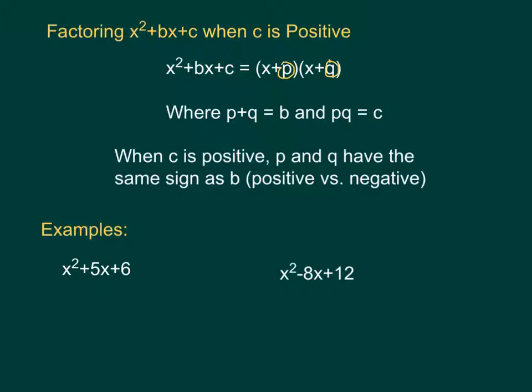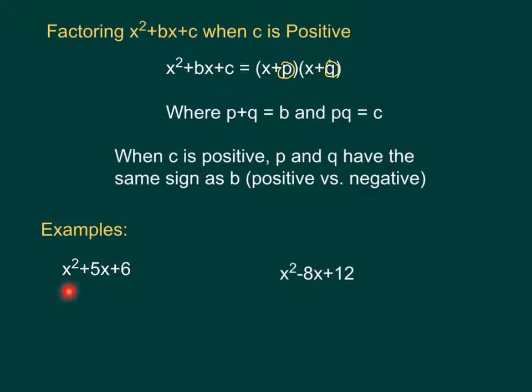Now when c is positive, p and q have the same sign as b here, the middle coefficient, the coefficient of the term that just contains x. That means that if the middle number is positive, p and q will both be positive. If the middle number is negative, p and q will both be negative. Let's look at a couple of examples.